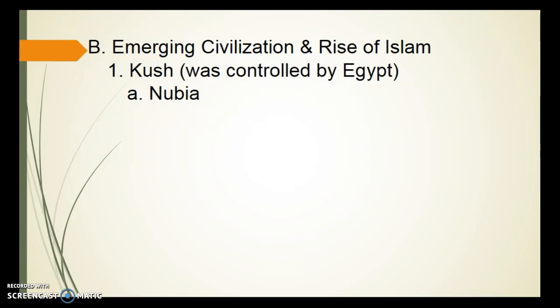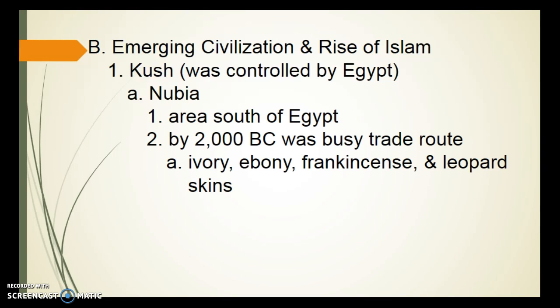One of the first civilizations besides Egypt was the Kush. And the Kush was actually controlled by Egypt for a while, and they lived in the region of Nubia. Nubia was south of Egypt along the Nile River as well. And by 2000 BC, it was considered to be a very prominent trade route. And so they traded ebony, ivory, frankincense, and even unique things like leopard skins.